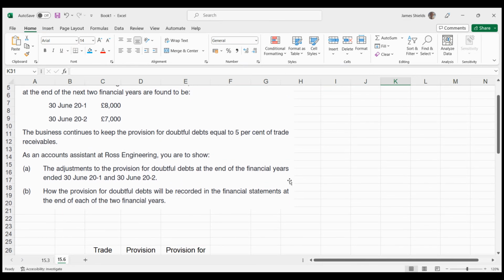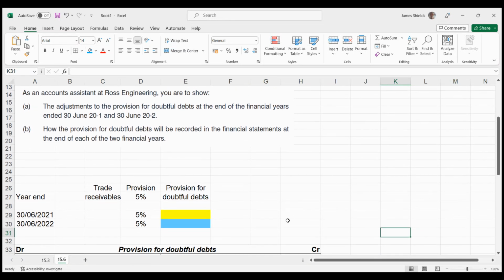The business continues to keep the provision for doubtful debts equal to 5% of trade receivables. As an accounts assistant at Ross Engineering, you are to show Part A, the adjustments to the provision for doubtful debts at the end of the financial years ended the 30th of June 2021 and the 30th of June 2022. For that, we're going to show the nominal ledger accounts, also known as T accounts, and Part B, how the provision for doubtful debts will be recorded in the financial statements at the end of the 2 financial years. So you're going to put together a little table for that.